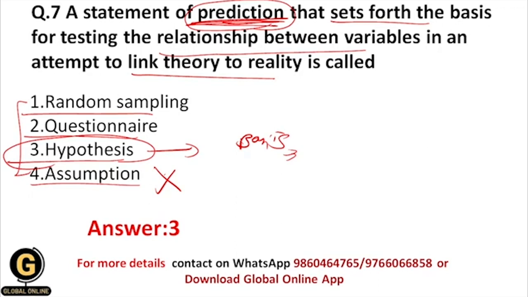It is a proper statement of prediction. This is not an intuitive thinking part. And hypothesis includes the relationship between the variables, and this is an attempt to link theory to reality, but assumption is not like this. All of you getting? And random sampling is the technique in the research process by which we select the samples from the target population. And questionnaire is the data collection method under which researcher asks the questions to the respondents and respondents give the answers to them. And that's why your correct answer should be 3.